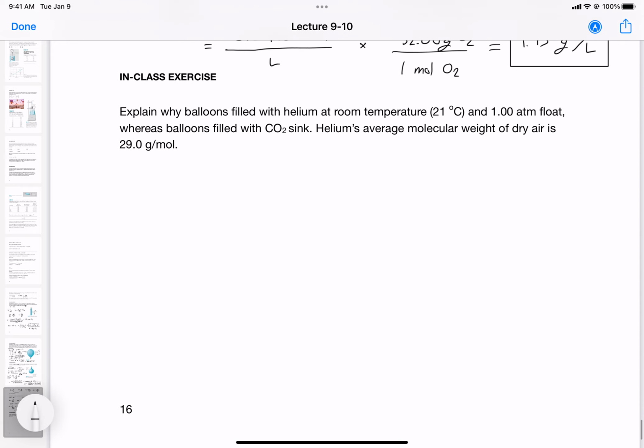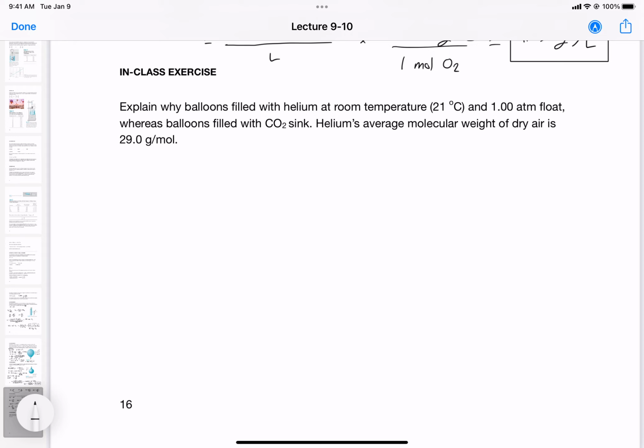All right. The last example for these lecture slides, and then we'll go into the new material today. So let's explain why balloons filled with helium at room temperature, 21 degrees Celsius and 1 atm, float, whereas balloons filled with carbon dioxide sink. The average molecular weight of dry air is 29.0 grams per mole.